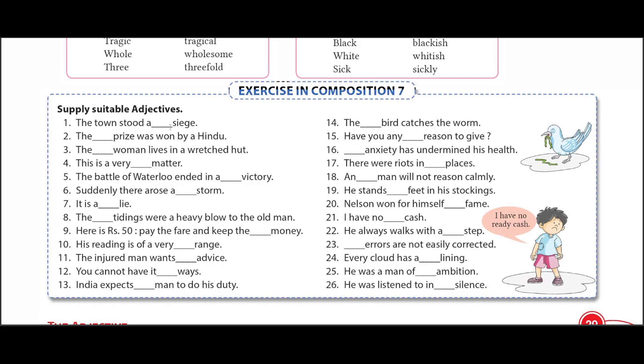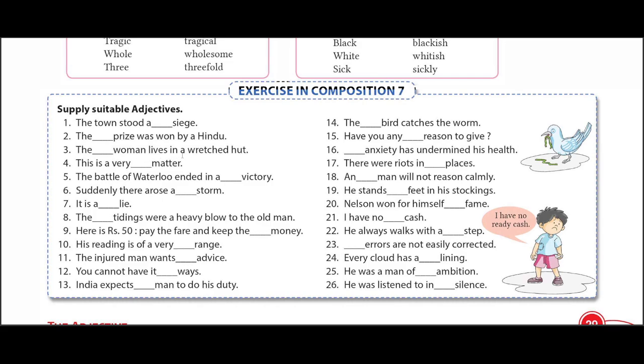The town stood a dash siege, and we are supposed to provide an adjective for this noun siege. So many adjectives are possible. For example, brutal siege, prolonged siege, relentless, fierce, successful, unsuccessful siege, bloody, grueling, desperate, strategic siege. Many adjectives are possible. Similarly, the prize was won by a Hindu. The coveted prize, prestigious prize, lucrative prize, highly contested, hard won, generous prize.